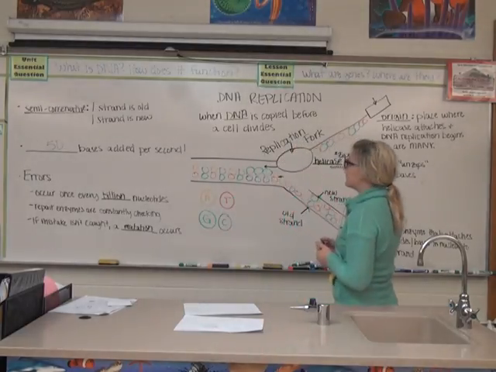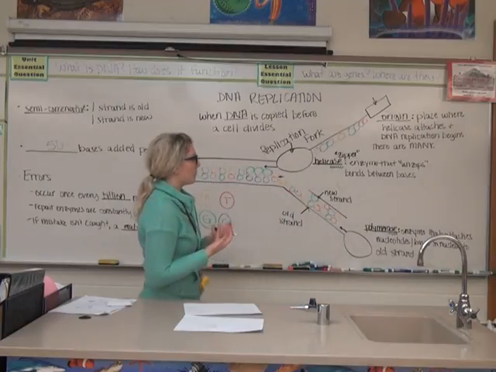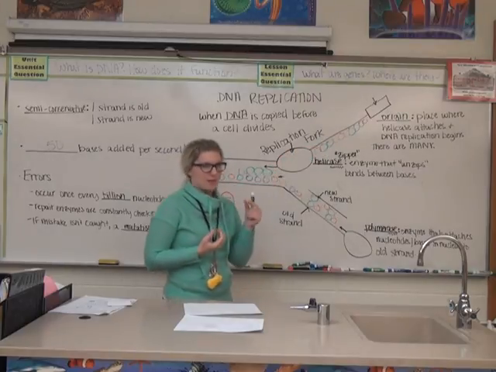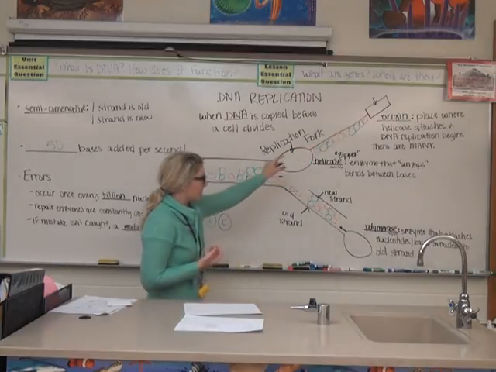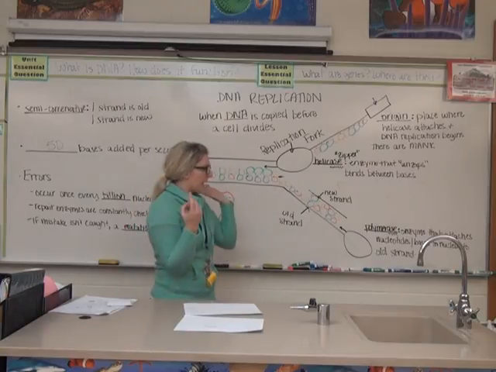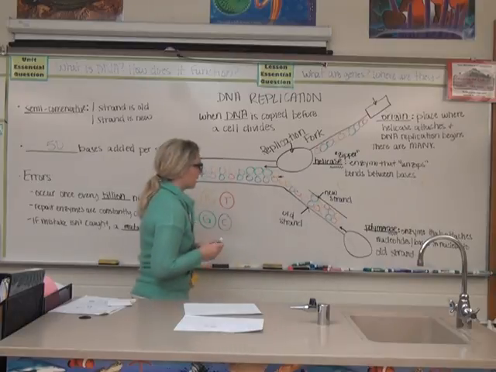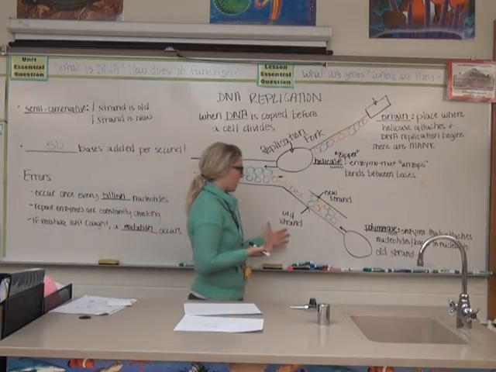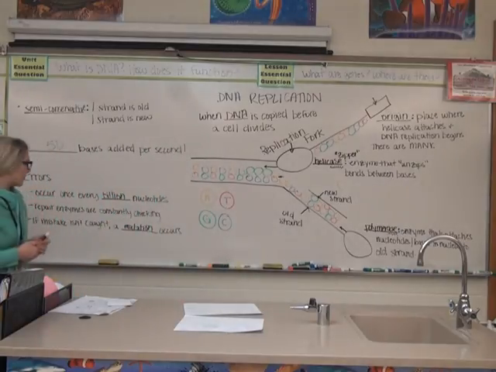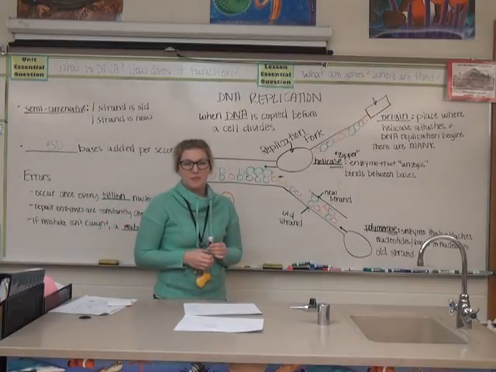So overall, DNA replication is where DNA makes a new strand of DNA from an old strand. It starts at a place called an origin. We have an enzyme called a helicase that unzips the old strand of DNA. So one strand is old, and then a polymerase will come along and add that new strand of DNA. It's called semi-conservative because we have an old strand and we have a new strand. 50 bases are added per second, and every once in a while we'll have a mistake that happens that we call a mutation.